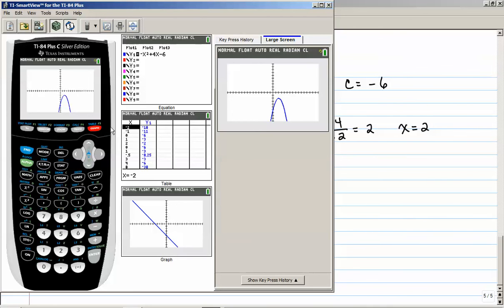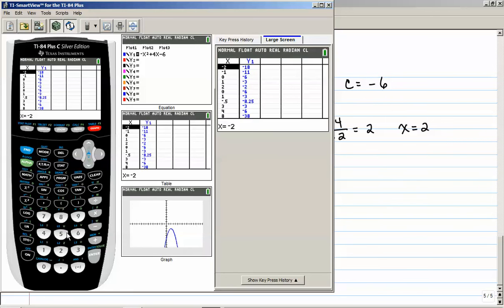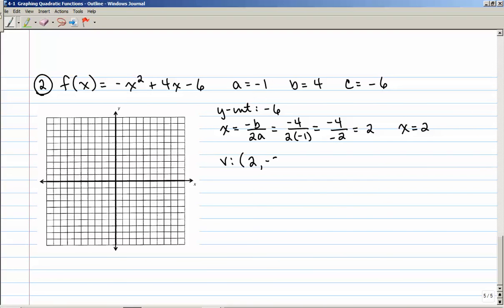Okay, and I know that the x of my vertex is going to be 2, so let's go to the table, and I'm going to pick two x's that are smaller than 2, so I'll do 0 and 1. I know the x of my vertex is 2, and then I'll do two numbers larger. So there's the first part of my table, but I notice that when x is 2, y is -2, so that's going to be the y of my vertex.